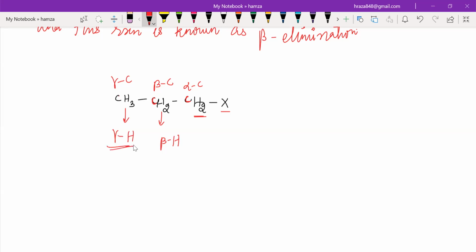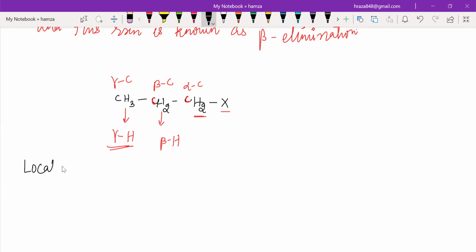So it is very simple. The carbon to which X is connected directly is called alpha carbon, and the carbon which is directly attached to the alpha carbon is known as beta carbon, and the hydrogen which is connected with beta carbon is known as beta hydrogen. I think I'm clear. Is that clear to everyone?